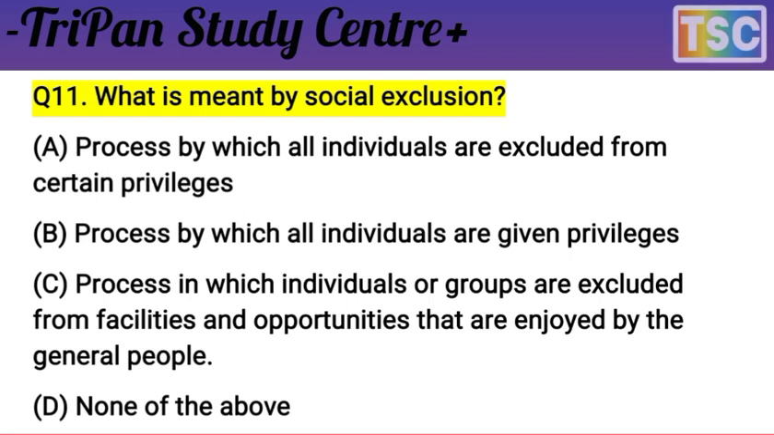The question is very interesting, but first of all, understand social exclusion. Social exclusion means a situation in which individuals are unable to participate in political, economic and social activities, and they do not enjoy any benefits and opportunities. That is what social exclusion means. So option C is correct: the process in which individuals or groups are excluded from the facilities and opportunities that are enjoyed by the general people. And let's see the next question.